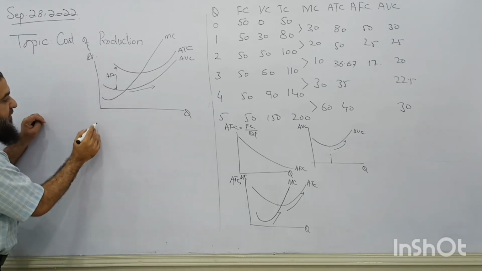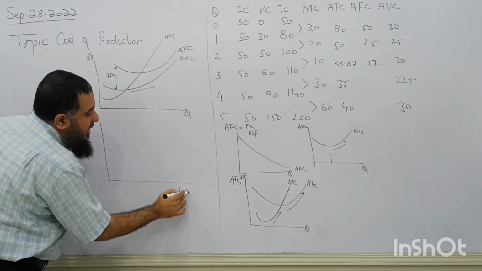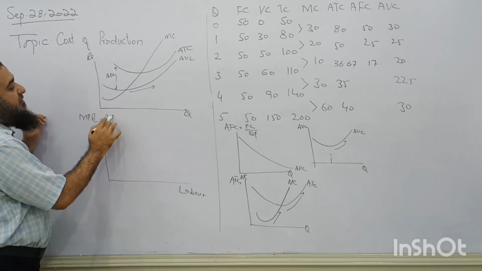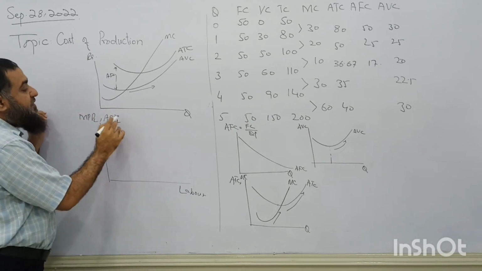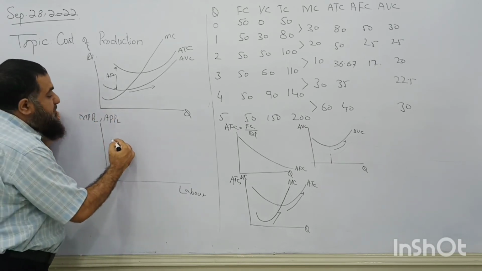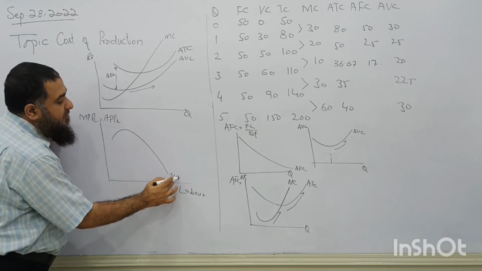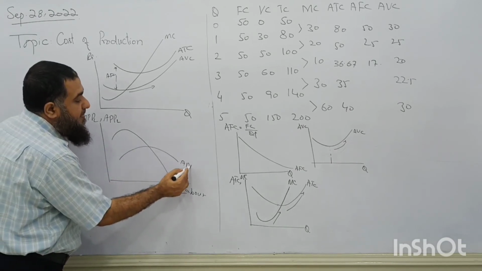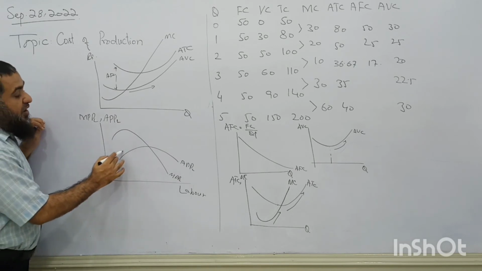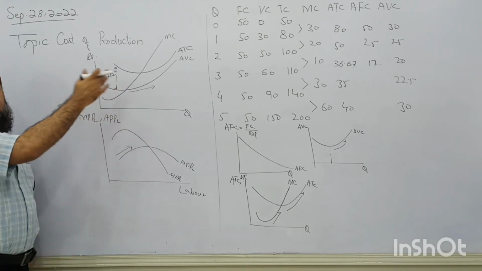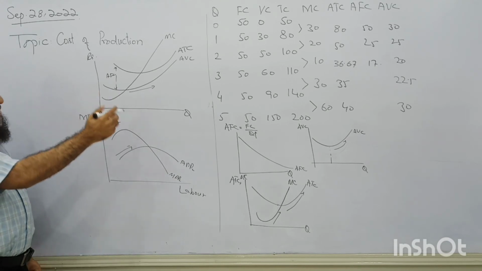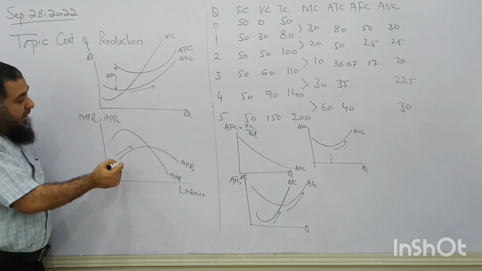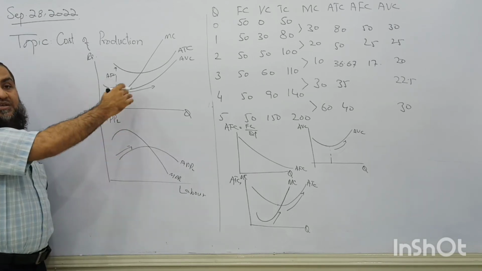And what is the reason for this? You might remember labor and marginal physical product of labor and average physical product of labor. What was the shape of this? Marginal product of labor was having this shape, and average physical product is having this shape. Remember? When average product of labor is increasing, average variable cost is decreasing. When it is at the maximum point, it will be the minimum point. When marginal product is increasing, marginal cost is decreasing.